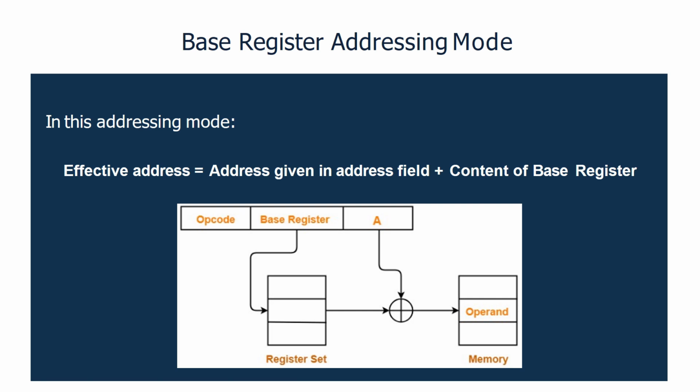Base register addressing mode. In this, the value of the base register as well as the value given in the address are added to get the address of the operand.